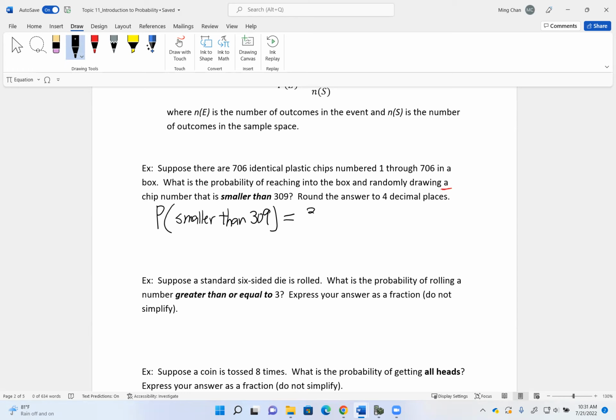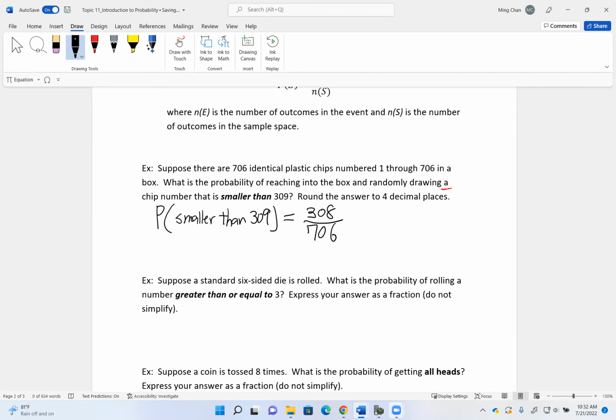So that means there are 308 possible chips, right? Because there are chips number 1 through 308. And those chips are drawn one chip at a time, right? There's no two chips that are the same. So that means I have 308 ways to pick a chip smaller than 309 out of 706 possible chips, possible outcomes.